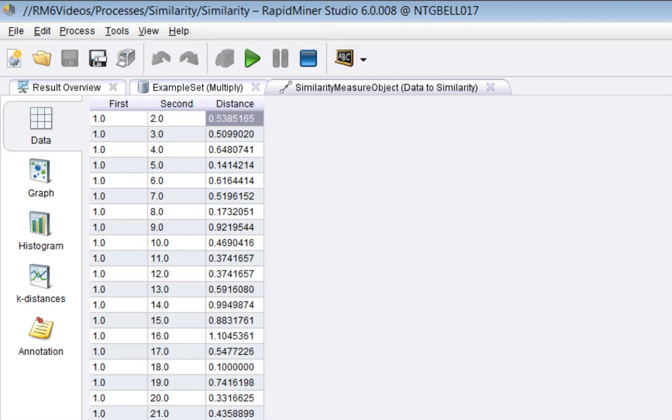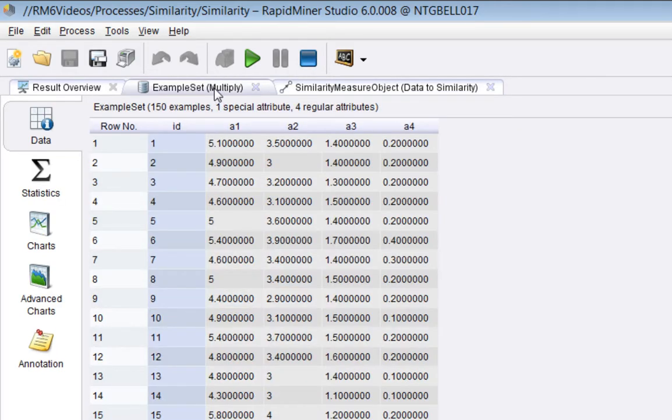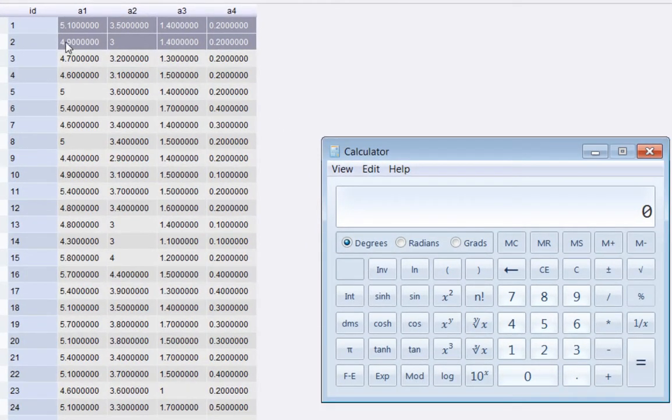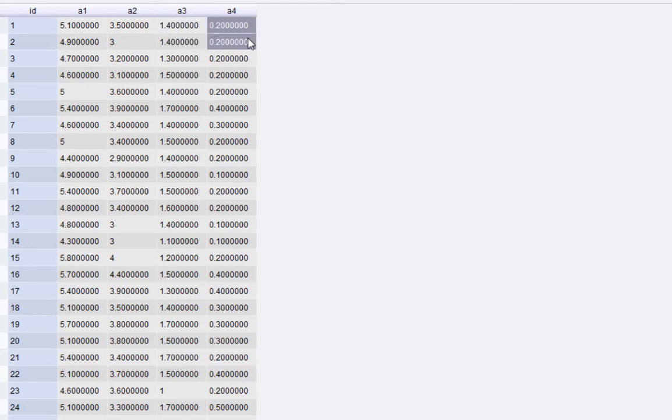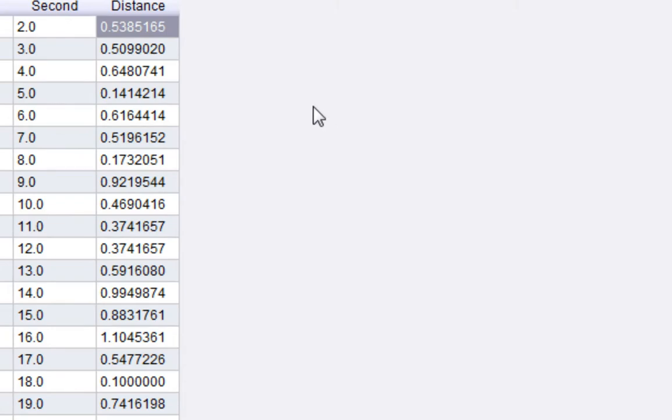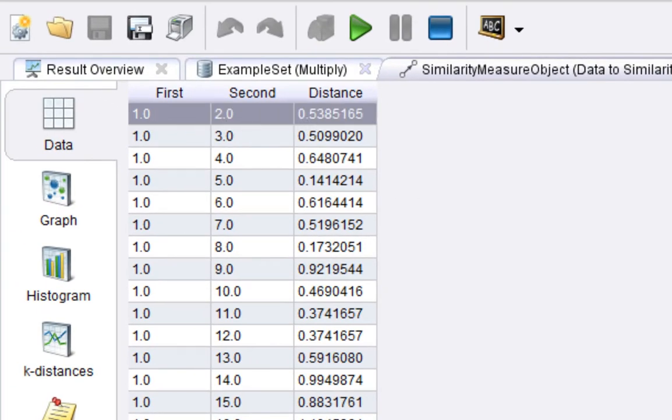the Euclidean distance in this case, and we can convince ourselves that that's right. If we look at ID1 and ID2, for Euclidean distance, what you do is you take the difference here squared plus the difference there squared between A2 and A2, then the distance there squared and the distance there squared. Let's just do that manually. So it's 0.2 squared, which I'll store in memory, and 0.5 squared, and then 0 squared, and 0 squared is 0. If I recall the memory now, and square root that, you get 0.538516, and I think that's the same as there. It is indeed. So you can convince yourself it's correctly done that calculation for Euclidean distance for each pair.